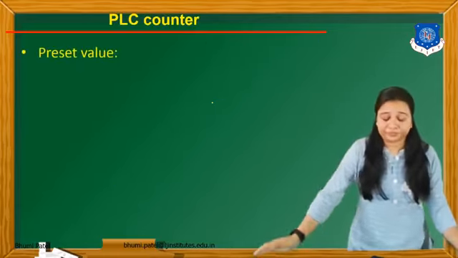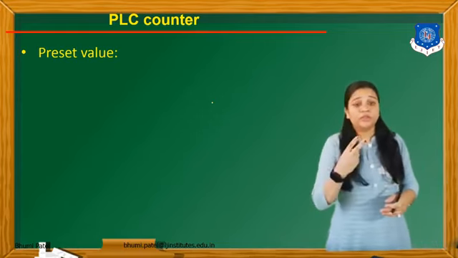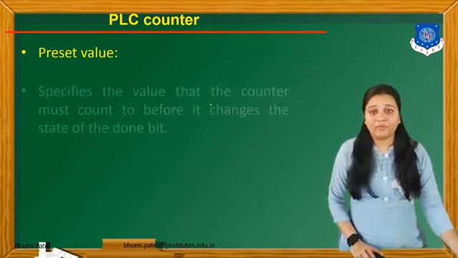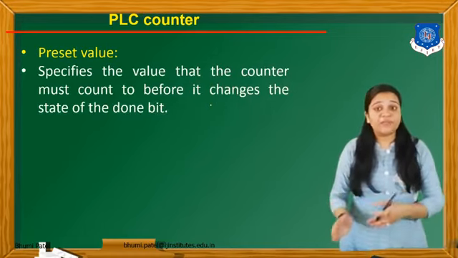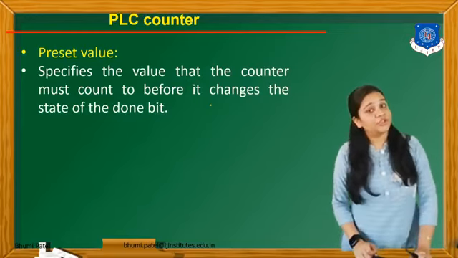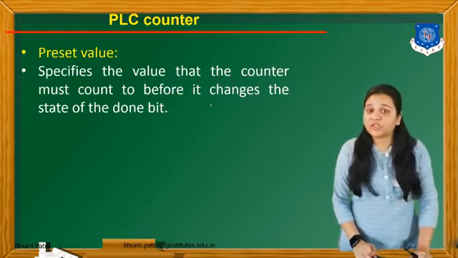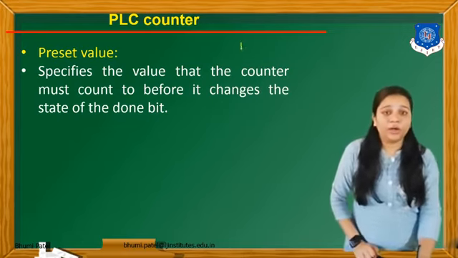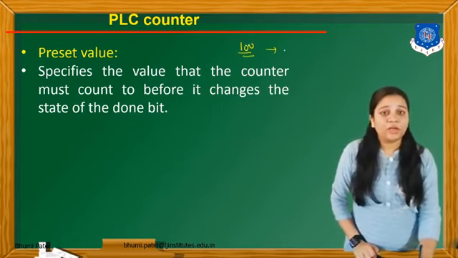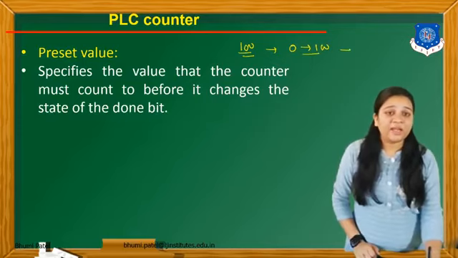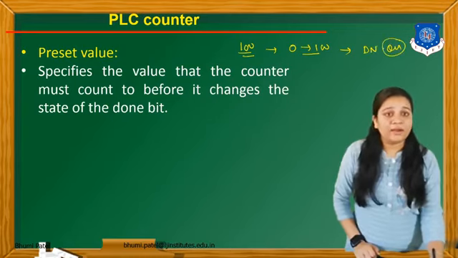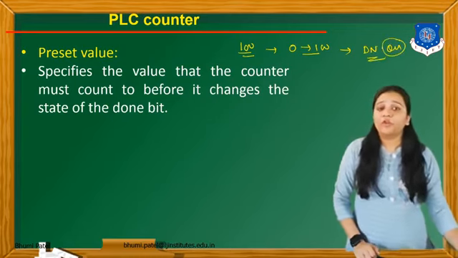Now whenever we design a PLC counter, the two main things are the preset value and the accumulated value. So what is the preset value? It specifies the value that the counter must count to before it changes the state of the done bit. Whenever we write the preset value 100 and use the up counter, it will start from 0 to 100, and whenever it reaches the preset value, the done bit will be on. So we can identify that all the counts have been counted.